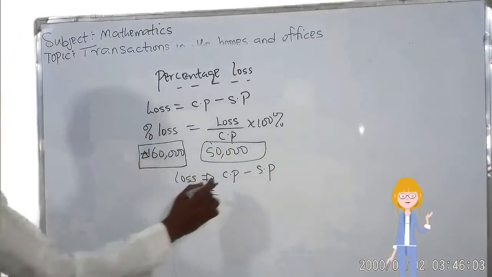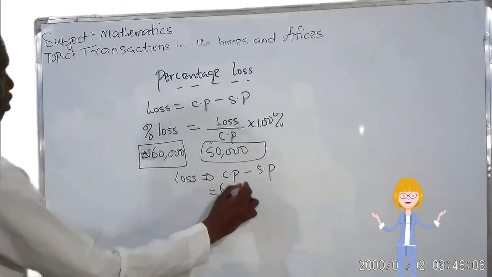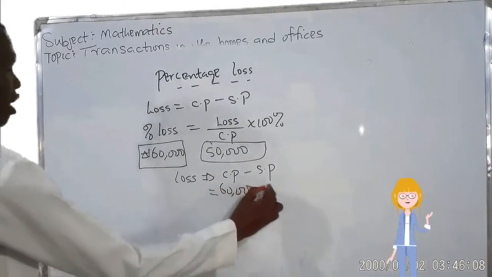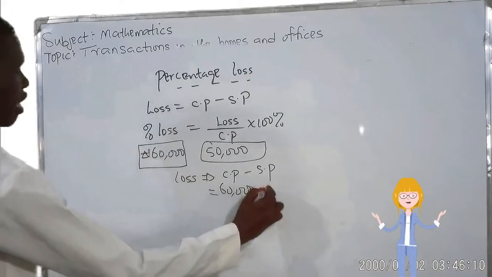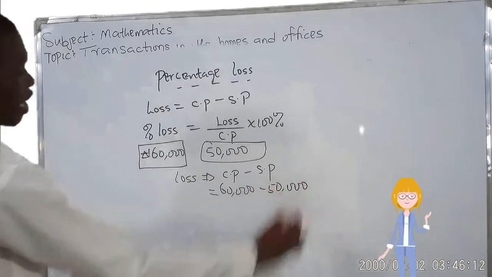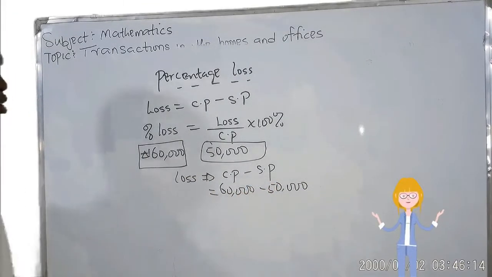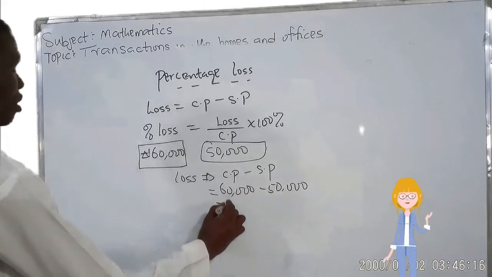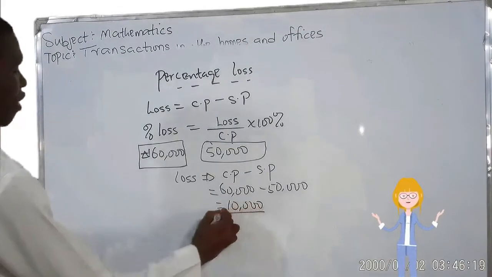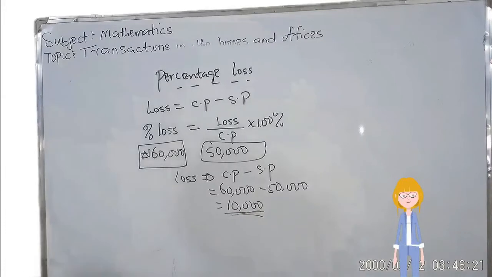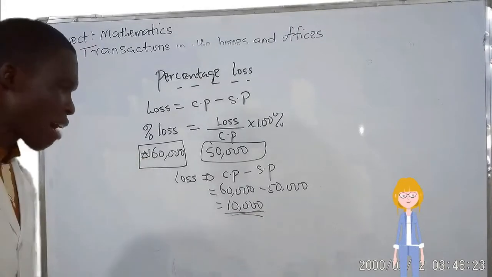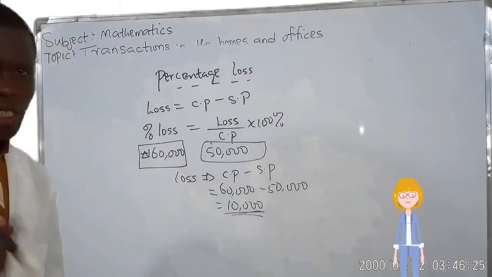You bought it for 60,000 naira, right? And you sold it out for 50,000 naira. I know you understand, and you know what will be the loss. The loss will be what? 10,000 naira. So that means this trader made a loss of 10,000 naira.